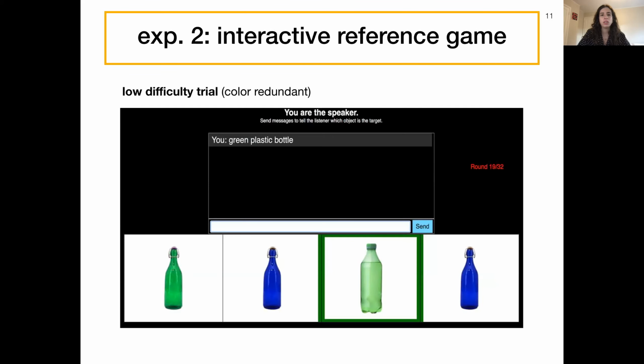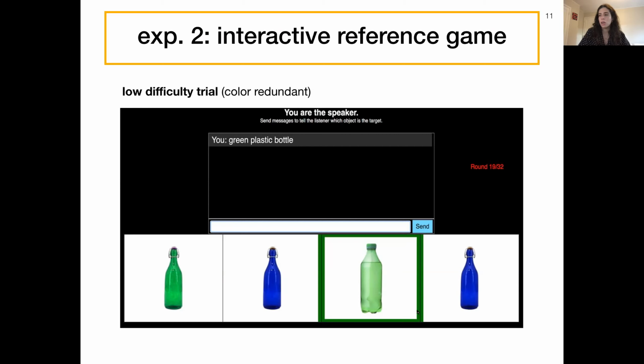Experiment 2 was this interactive reference game, and our goal was to elicit production probabilities of redundantly mentioning color and material adjectives for the high and low difficulty items that were normed in the first experiment. In this reference game, participants were randomly assigned to speaker and listener roles, and the speaker used a chat box to communicate the target object to the listener, who in turn selected this object.